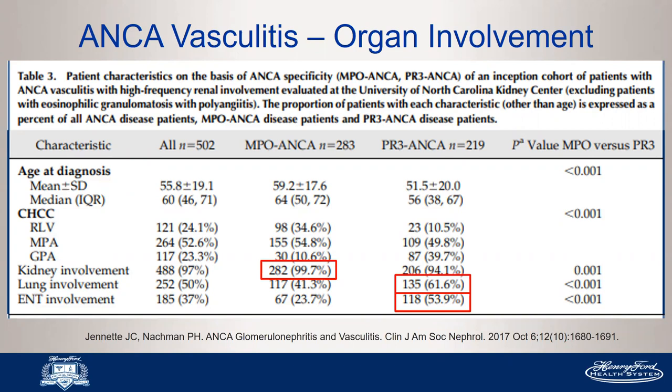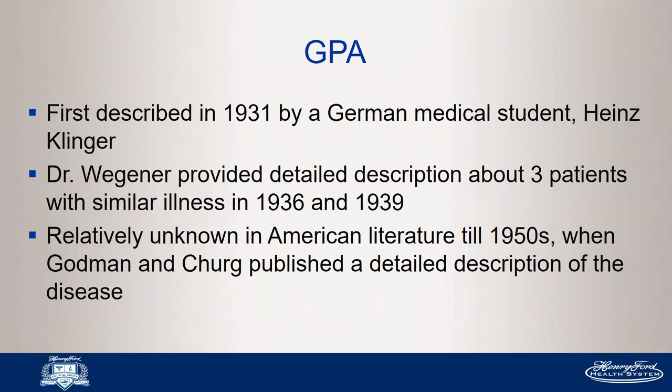So coming to GPA, or granulomatosis with polyangiitis, it was first described in 1931 by a medical student by the name of Heinz Klinger. And then Dr. Wegener provided the detailed description about three patients with similar illnesses in 1936 and 39. And that's why it ended up being called Wegener's granulomatosis. It was actually a medical student who first described it. It was relatively unknown in the American literature till the 1950s, when Godman and Churg published a detailed description of this disease.